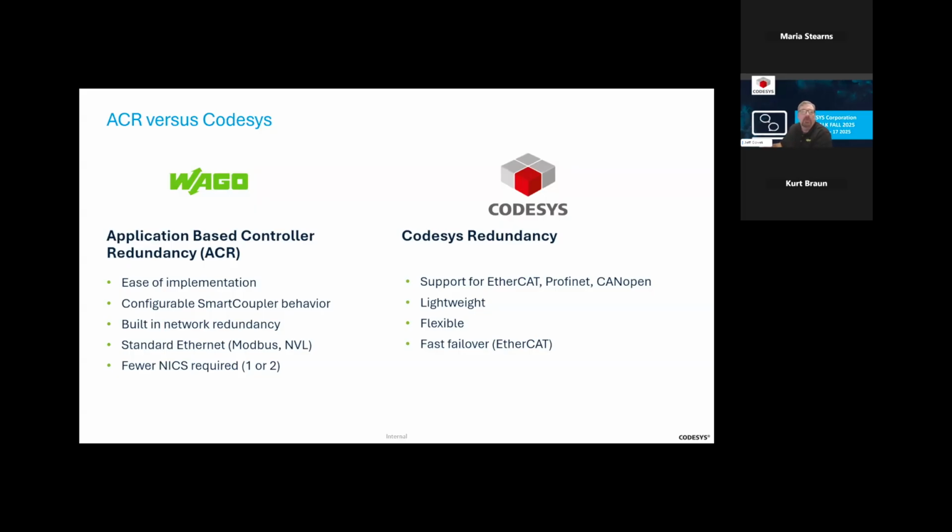So, going into a little bit of the differences between WAGO's HCR redundancy and the pure CODESYS redundancy. On the WAGO side, there's an ease of implementation. Everything is pre-written and everything's pre-built, and you just have to install it into your PLCs and set your IP addresses and connect everything up, and you're off and running. Configurable smart coupler behavior, when I showed you the various settings that you could do, offers kind of a pseudo third level of redundancy, is a big advantage.